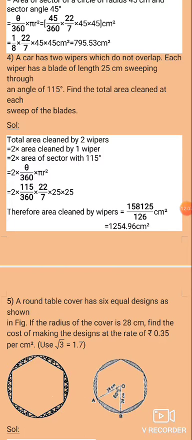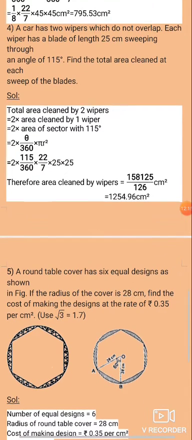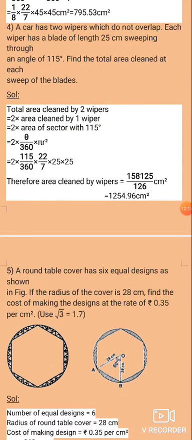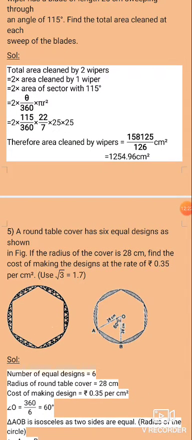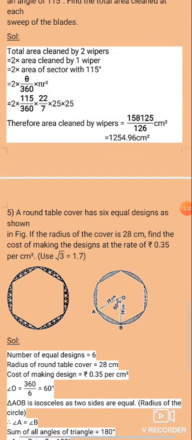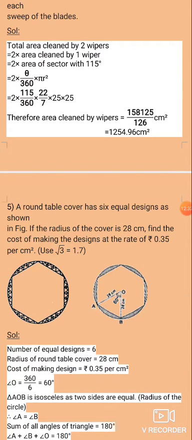Okay. Now listen carefully here. What is OA and OB? Radius, how much? 28 centimeter. And angle AOB is equal to what? 60 degree. Now listen carefully here. Angle O is equal to 60 degree. Then triangle OAB, what type of triangle? Yes, isosceles triangle. Since OA is equal to OB, angle A is equal to angle B.